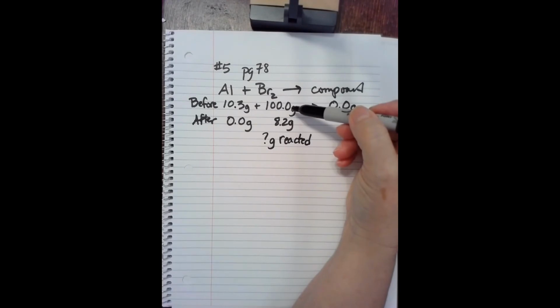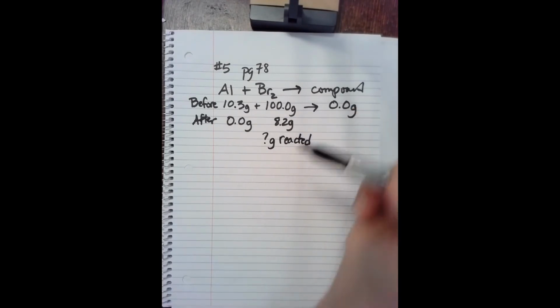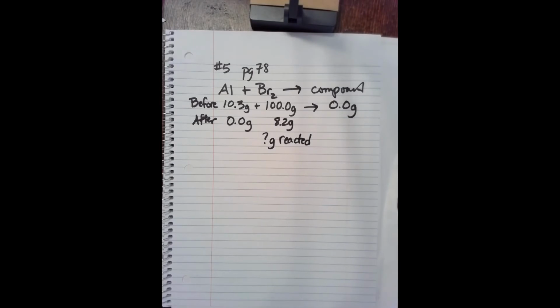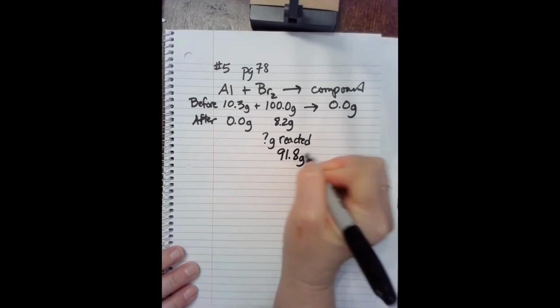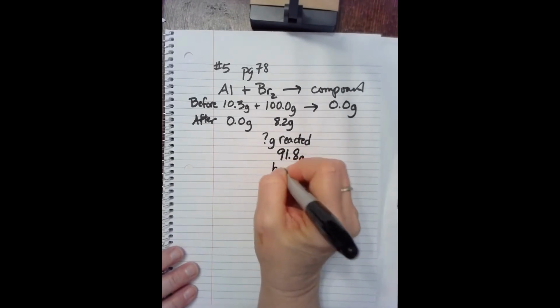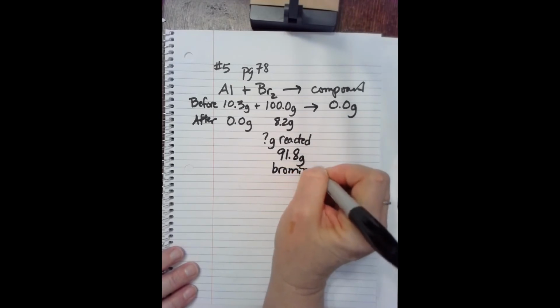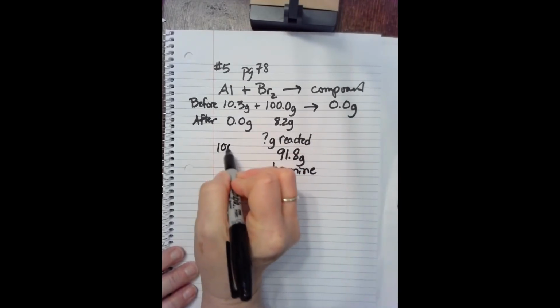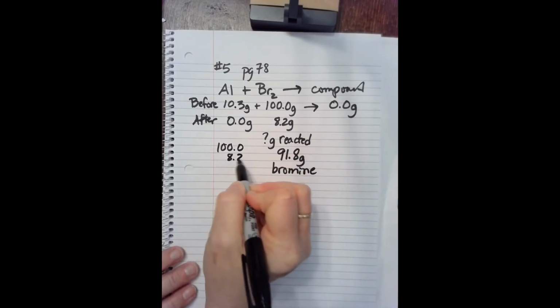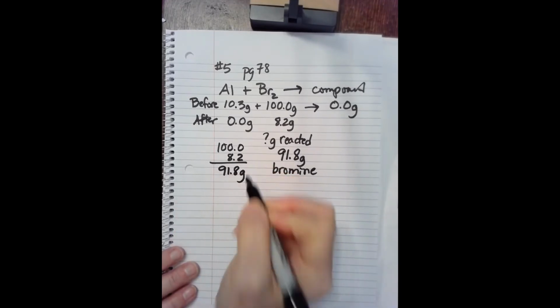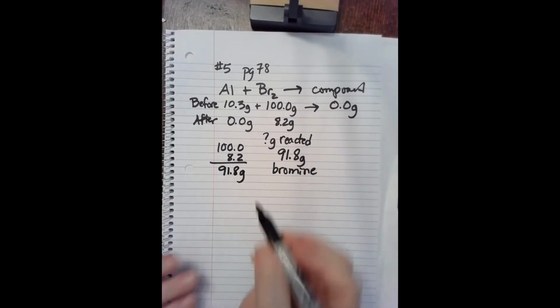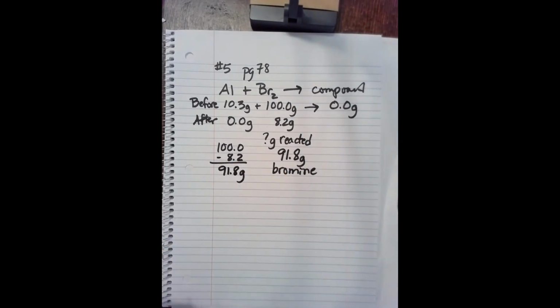Well, if I had 100 and I had 8.2 left over, then that's going to be 100 minus 8.2. So that's going to be 91.8 grams of bromine reacted. So 100 minus 8.2, that's 91.8 grams of bromine. That's the math that I did. I put that in my calculator and found the difference.